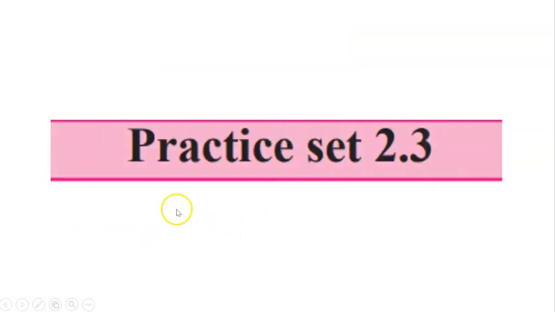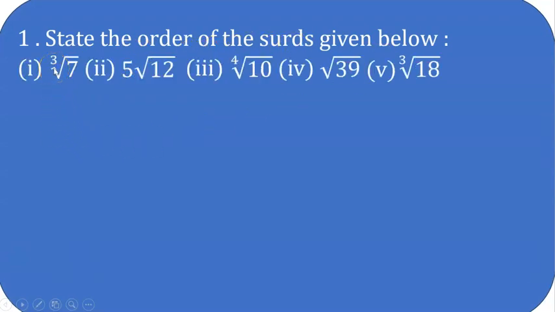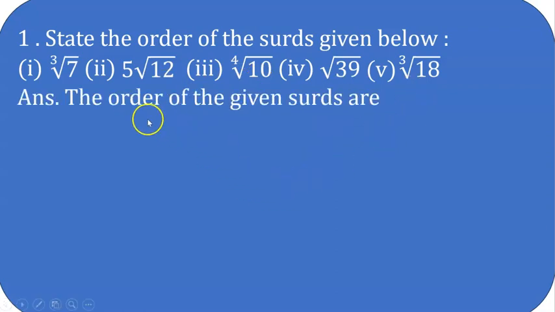Now practice set 2.3. First example: state the order of the surds given below. First, cubic root of 7, 5 into root of 12, fourth root of 10, root of 39, cubic root of 18. Now the answer.